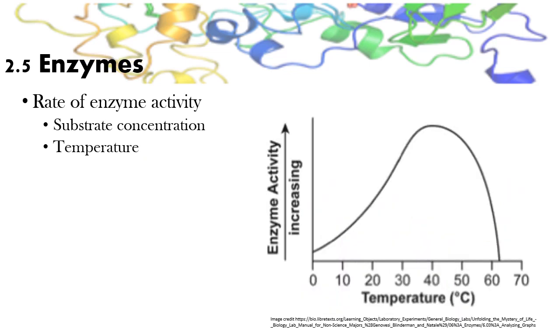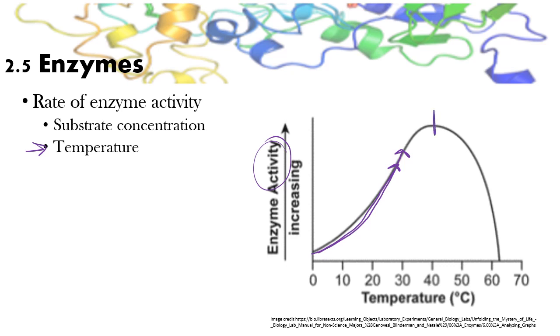Another way that we can change the rate of enzyme activity is by changing the temperature. Notice here that as we increase the temperature, we do have a nice increase in the activity rate. This is because higher temperatures mean more movement of our particles. And if our particles are moving more frequently and more quickly, they're running into each other more often, we have more collisions, we have more reactions.